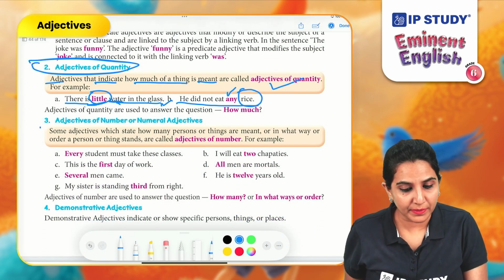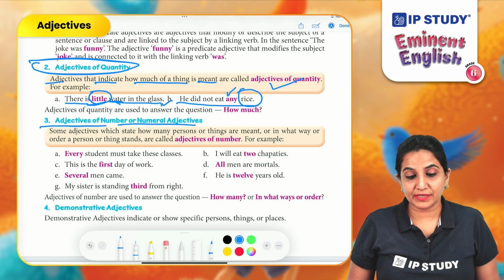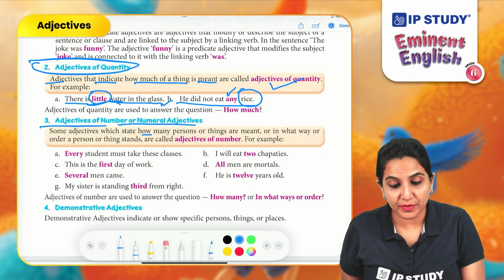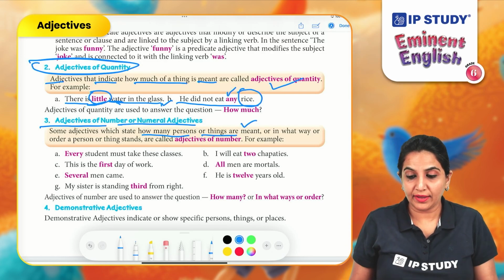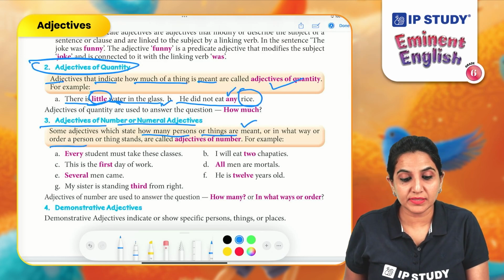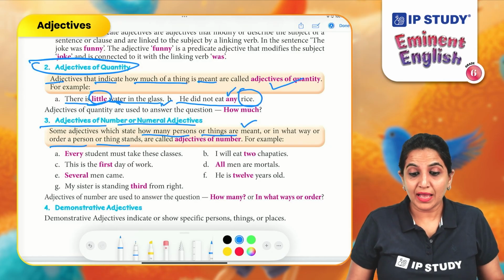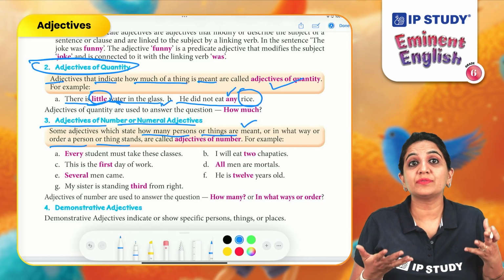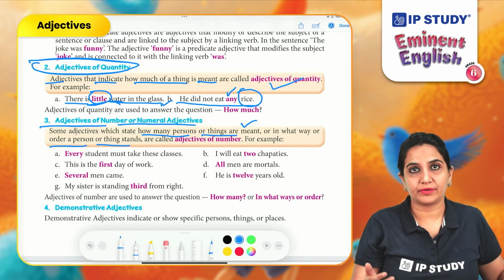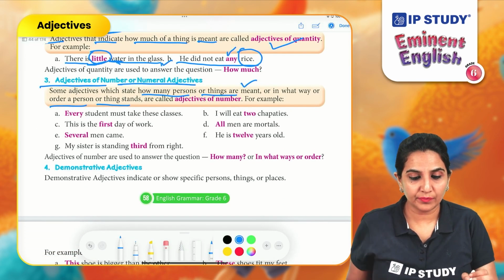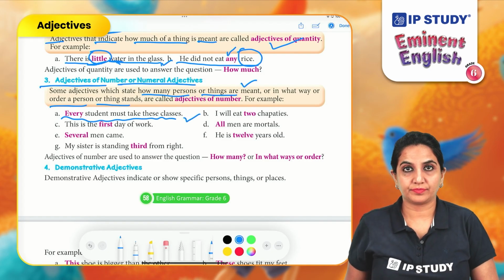Adjectives of number or numeral adjectives. Now, some adjectives state how many persons or things are meant, or in what way or order a person or thing stands. So, adjectives of number describe how many persons or things we are referring to, or in which order, right? For example, every student must take these classes.